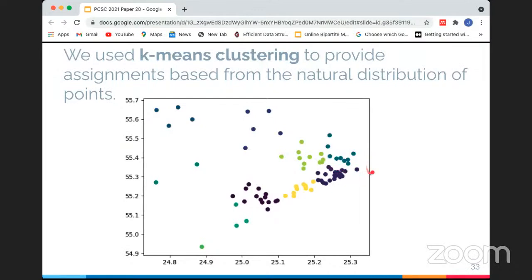So we just proposed a simple solution which used k-means clustering to provide assignments based on the natural distribution of points. So for example, if we have k trucks or k ground personnel, we can simply divide the selected warehouses into k, and then every color is the assigned relief warehouses for a particular agent or delivery truck.